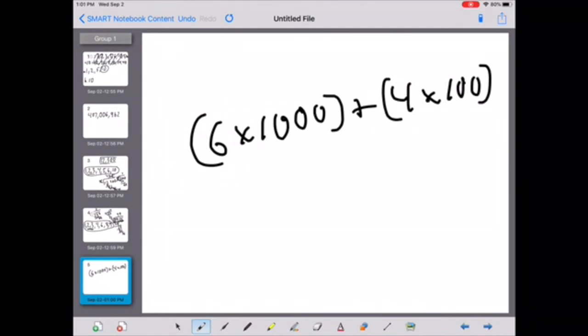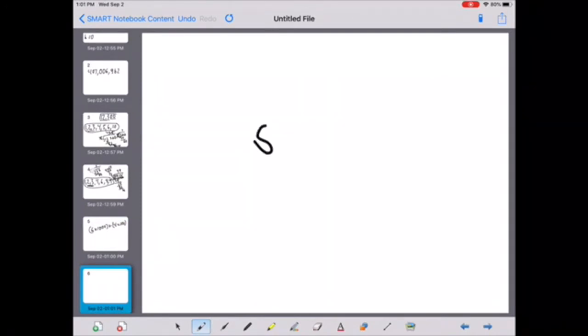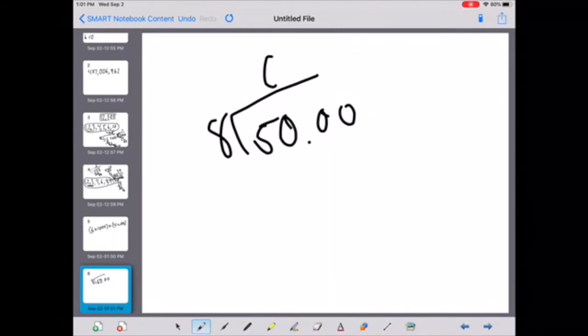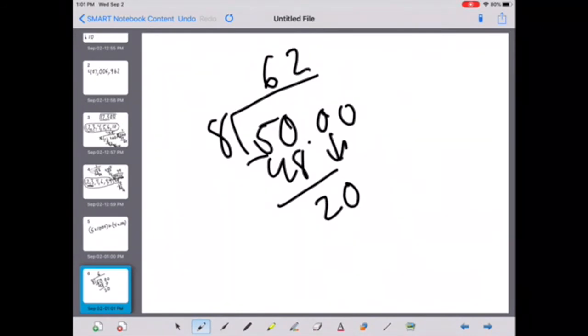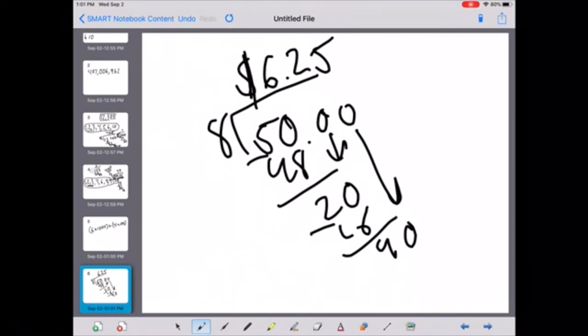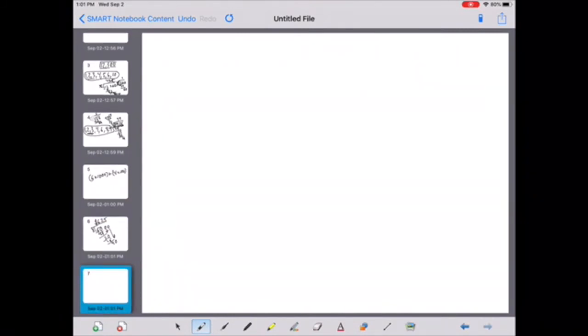Number 12, letter next to a number means multiply. To solve it, I divide. So I'm taking $50 and I'm dividing it by 8. 8 goes into 56 times. That's 48. Subtract, bring the 2 down. Subtract, get a 2, bring the 0 down. That goes in there twice is 16. Get a 4, bring the 0 down, goes in there 5 times. It was money. So I got an answer of $6.25.